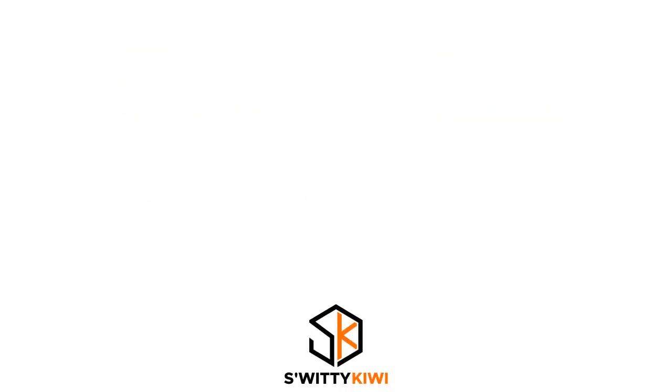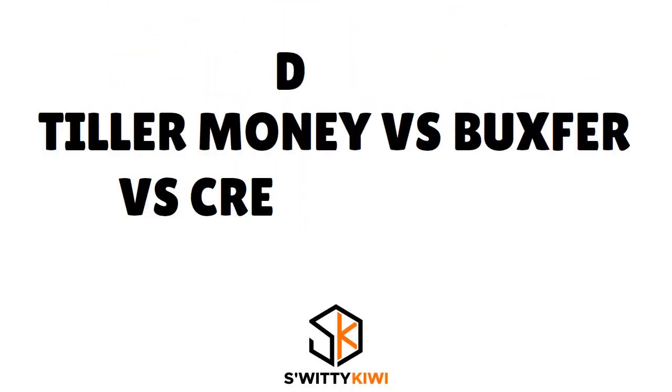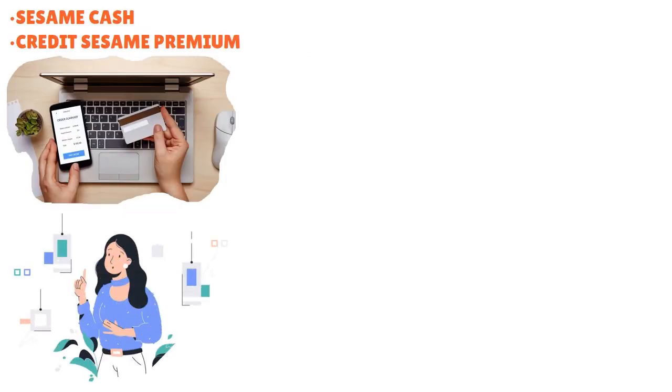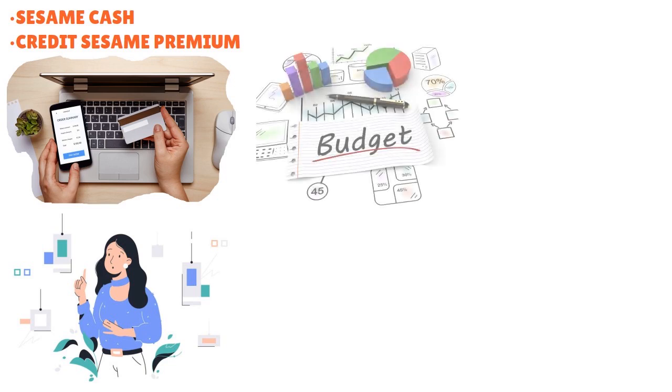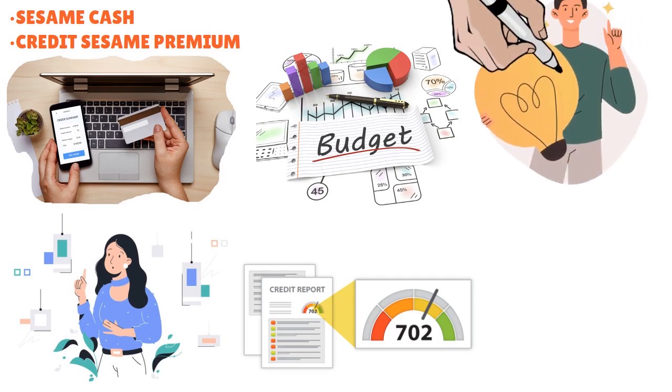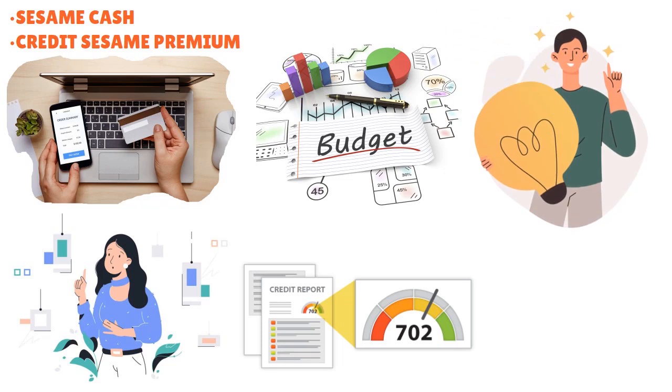So what's the choice here? When you think about Tiller Money versus Buxfer versus Credit Sesame, which one should you go for this year? It's important before you make a decision to really understand what you want. Let's say you want to control your budget, you want to control your financial life. Do you want to focus on your credit report? Identity theft? Budgeting? Forecasting on investment? You really have to have a clear idea about what you want to do first, okay?